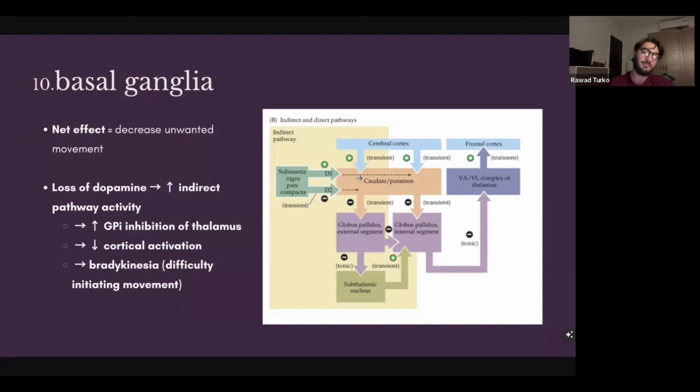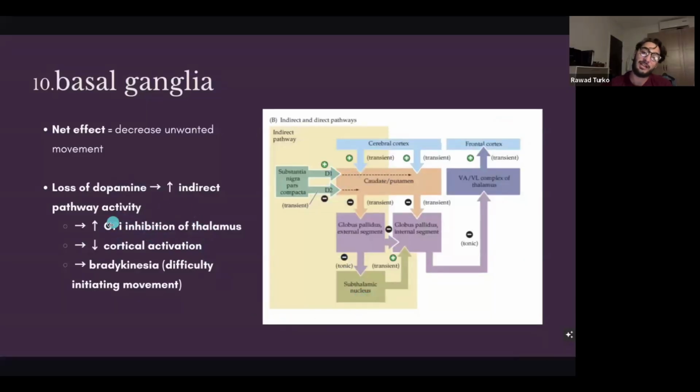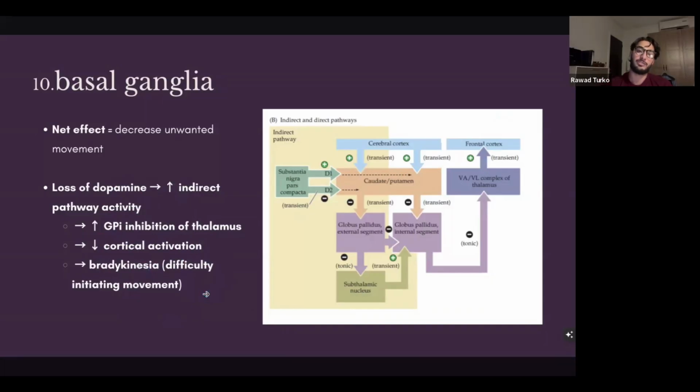So the loss of dopamine would increase indirect pathway activity, and the whole point of the indirect pathway is to decrease movement. If you follow this table, you would increase the inhibition of the thalamus from the globus pallidus interna, and you would decrease cortical activation. This leads to bradykinesia, which is another very important characteristic finding of Parkinson's disease. So this is all important in the context of Parkinson's disease.